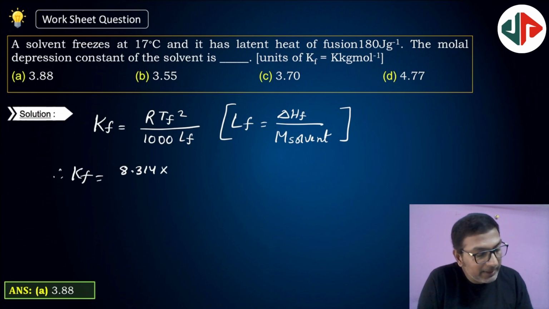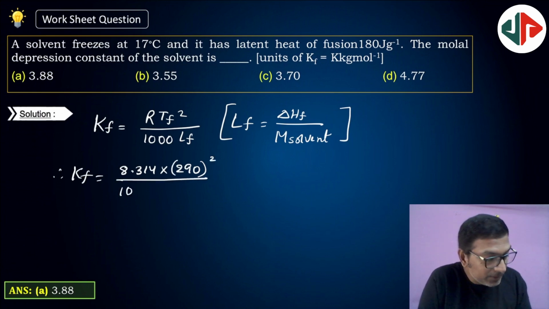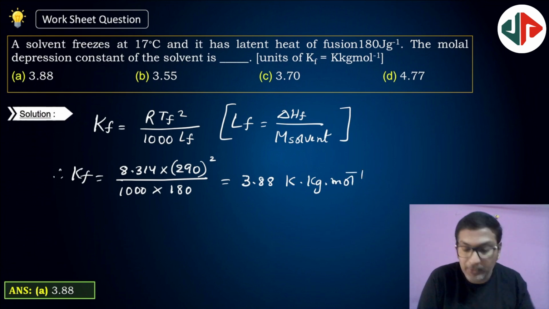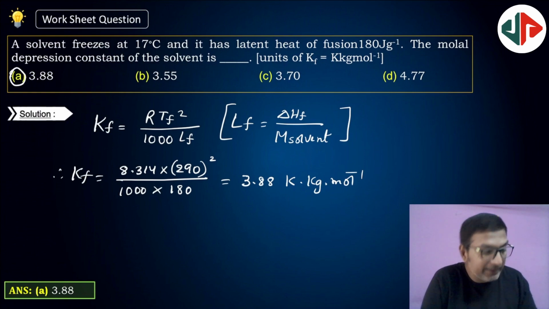The freezing point 17 degrees is 290 Kelvin, squared, by 1000 into LF 180. From this we'll get the value 3.88 Kelvin kg per mole. So option A, 3.88.